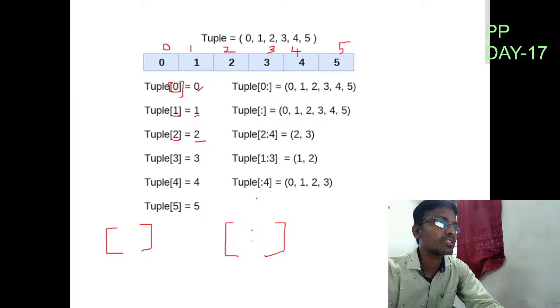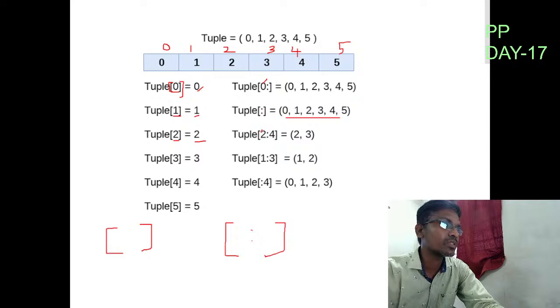We'll explain once again. Tuple followed by 0 colon: the start index number is 0, and I don't mention the end index, then it will print 0, 1, 2, 3, 4, 5. Next one is just a colon. I'm not mentioning the starting index or the end index, so it will also print the same thing, 0, 1, 2, 3, 4, 5.